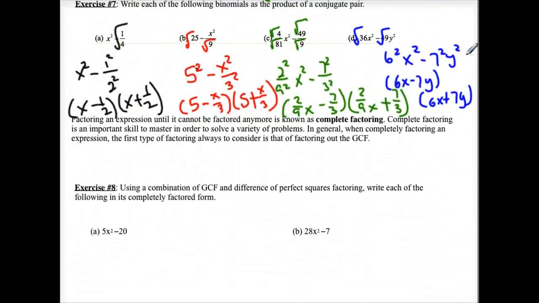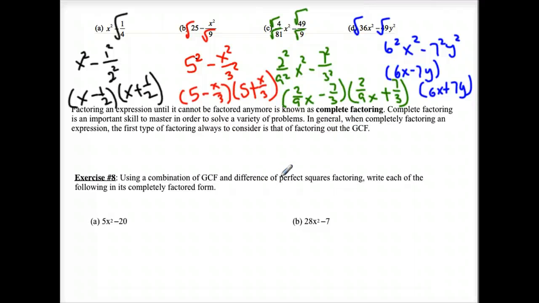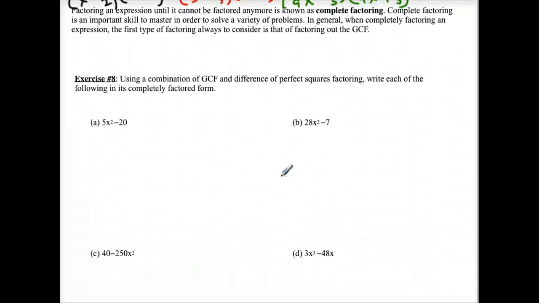So I want to factor out completely. Factoring an expression until it cannot factor anymore, that's what's called factor completely. So the last thing that I want to talk about is we're going to combine our GCF and difference of squares to factor these examples completely.